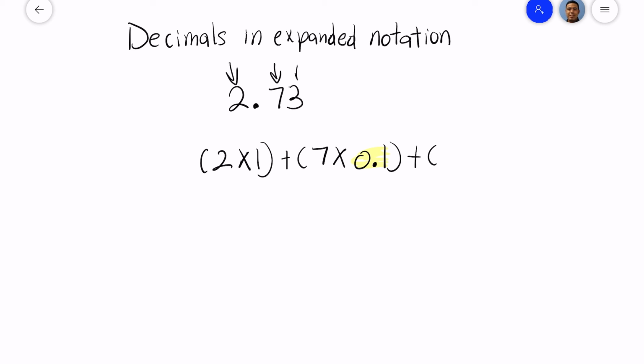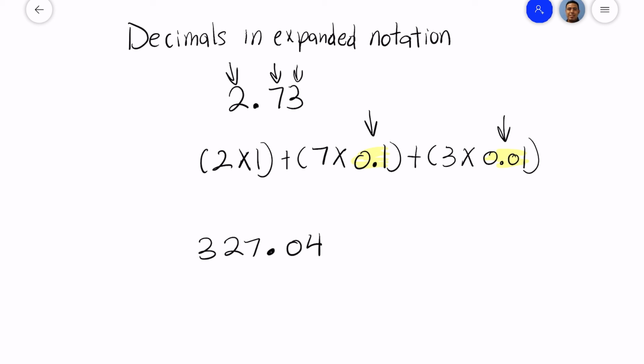And finally, the 3 is in the hundredths place. So I will write 3 times 1/100. So the only new things that students have to remember for decimals in expanded notation is that this is how you write 1/10 and this is how you write 1/100th. Let's do one last example.